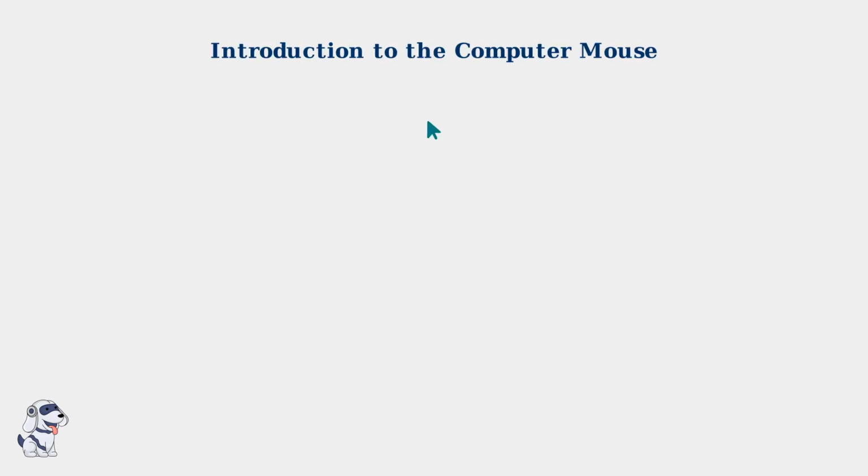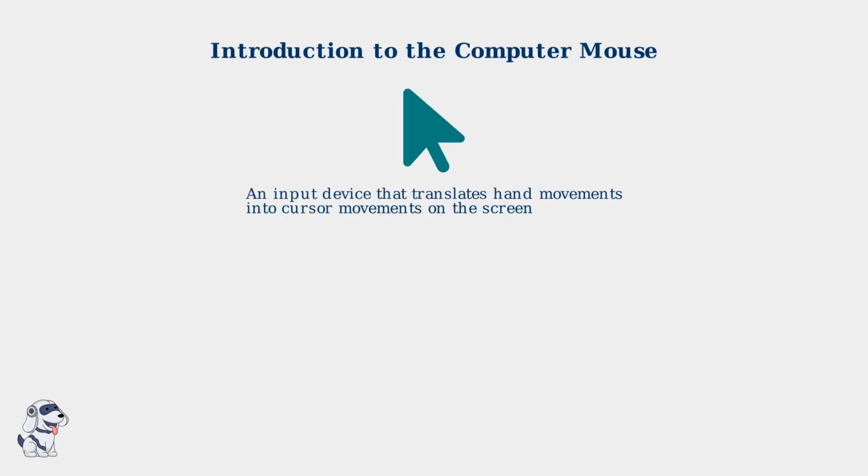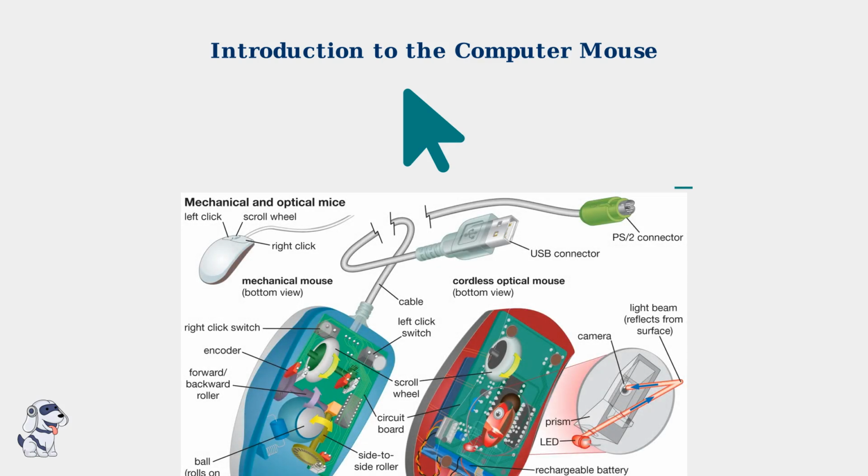A computer mouse is an input device essential for interacting with your computer. It translates your hand movements into cursor movements on the screen, allowing you to navigate and control applications. Modern optical mice have evolved from older mechanical designs, using light and cameras instead of rolling balls to detect movement.